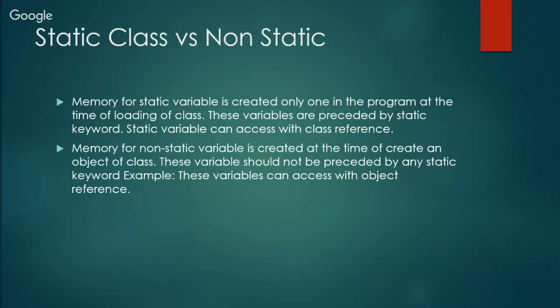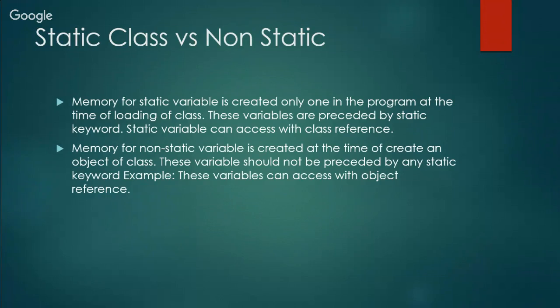The memory is allocated for this variable only once in the program. Also, the memory is allocated at the time of loading of the class, so these are also known as class variables. And the static variables are common for every object. Their memory location can be shared, referencing the same class. And also the static variable can be accessed with class reference.